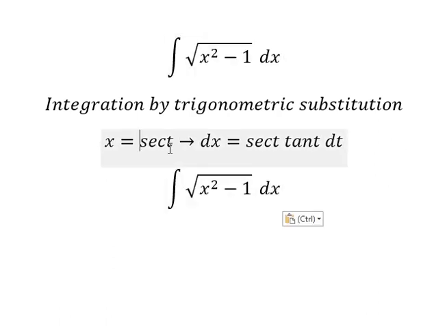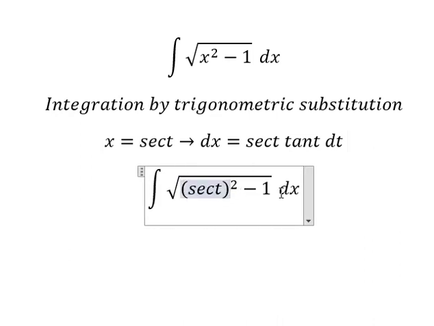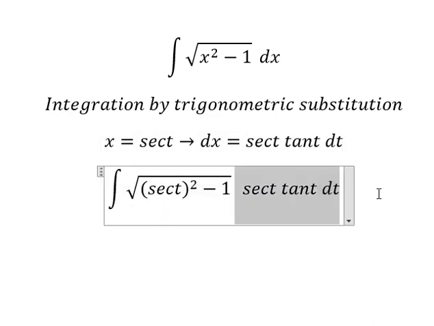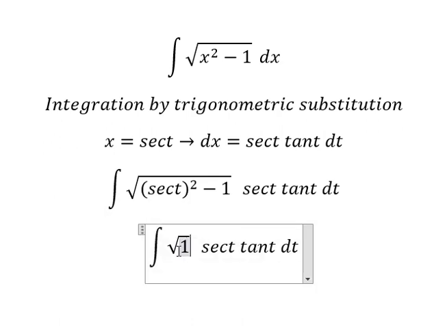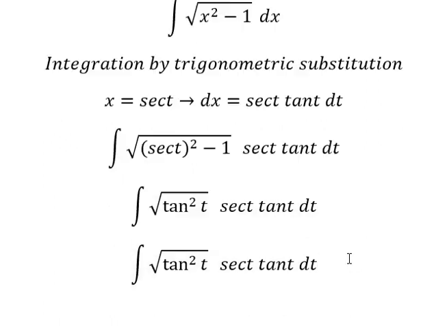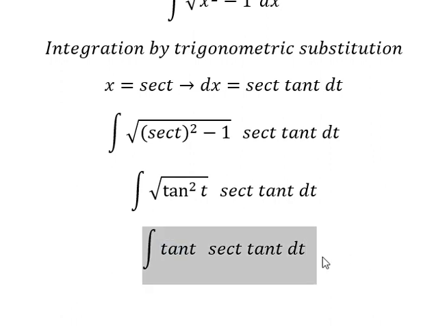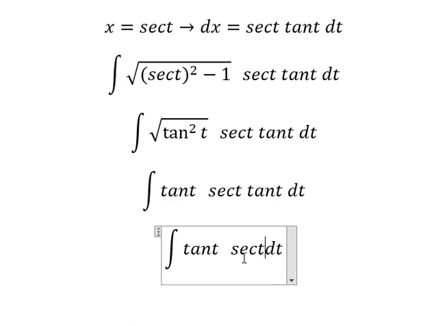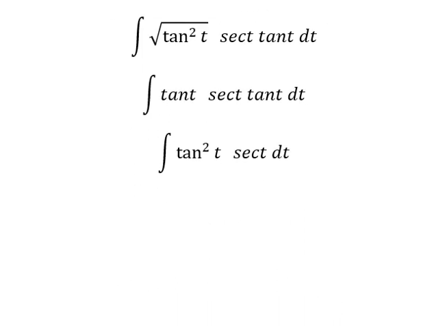So I will put this one here. ds we change for this one. So this one is tan t square. The square root of this one we have tan t. So tan t and tan t we have tan t square. And now we have the formula in here.